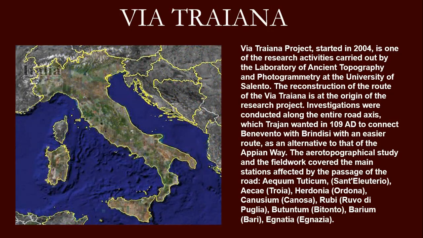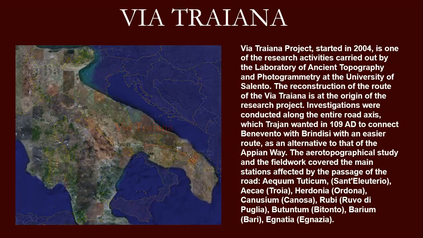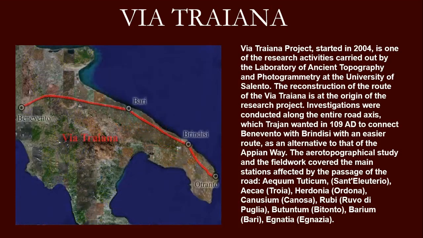Investigations were conducted along the entire road axis, which Trajan wanted in 109 AD to connect Benevento with Brindisi with an easier route, as an alternative to that of the Appian Way. The aerotopographical study and the fieldwork covered the main stations affected by the passage of the road: Equum Tuticum, nowadays Sant'Eleuterio, Ecae, nowadays Troia, Herdonia, nowadays Ordona, Canusium, nowadays Canossa, Rubi, nowadays Ruvo di Puglia, Butentum, nowadays Bitonto, Barium, nowadays Bari, and Egnatia.